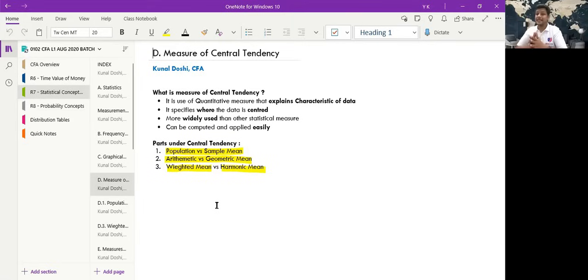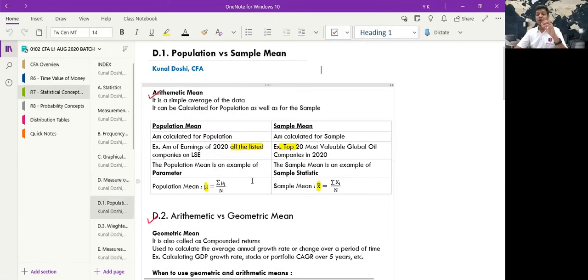So mean is nothing but the average. And there are different types of mean. The one you calculate for the population and the one you calculate for the sample. The one you calculate for the population is called mu. And the one you calculate for the sample is called x bar. So it has a bar on it. Now, the way to calculate is arithmetic or geometric.